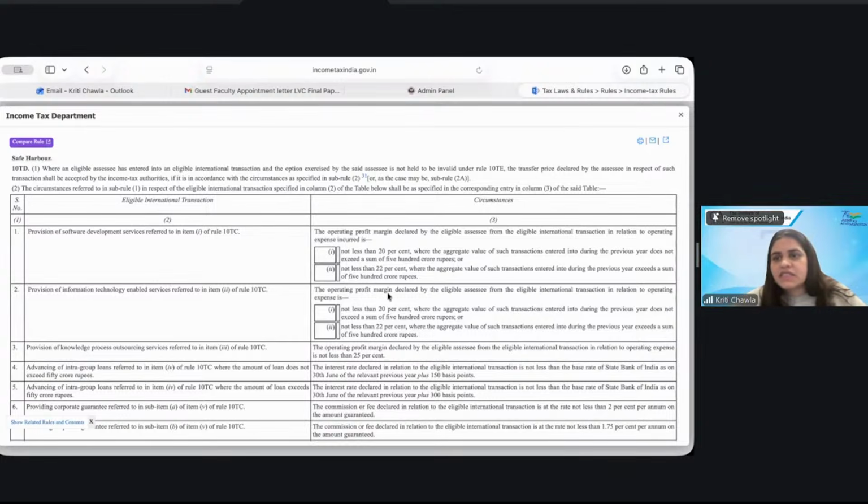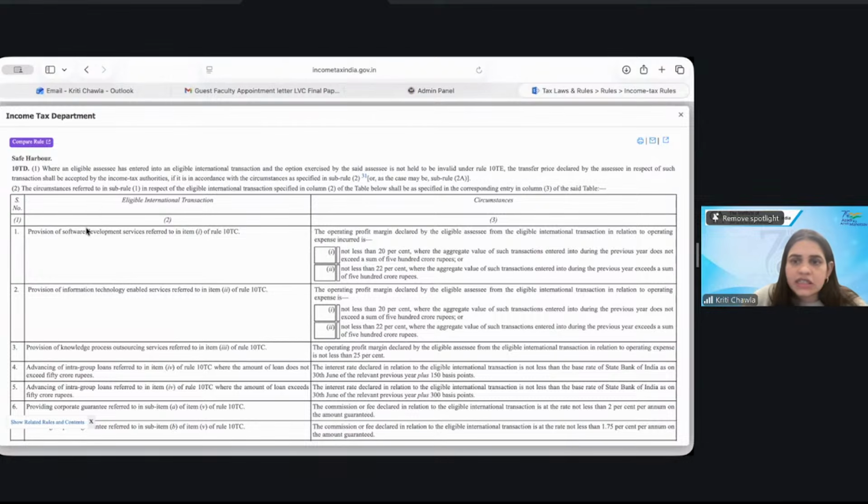Okay. Is this visible? This is Rule 10TD of the income tax rules, putting it on the chat box. Rule 10TD of the income tax rules. And this is on the website itself. Is this visible? Okay, thank you.